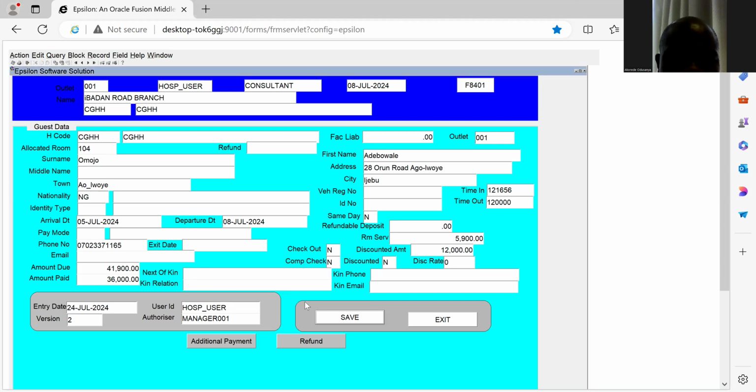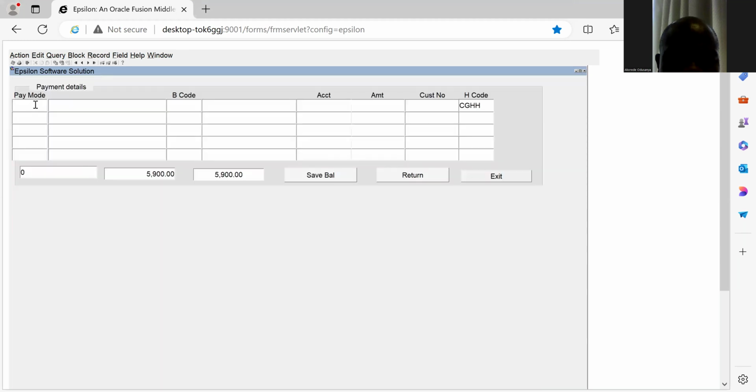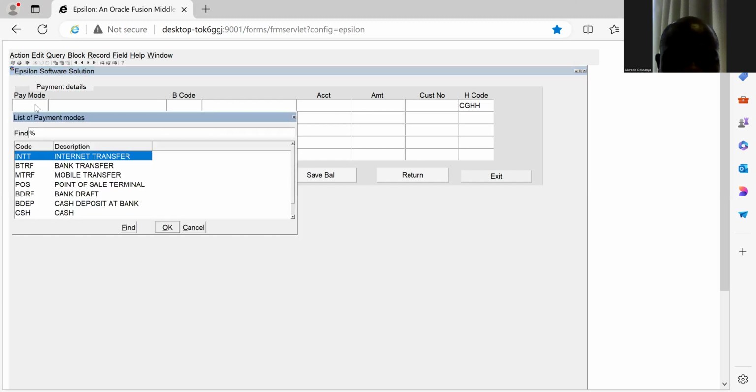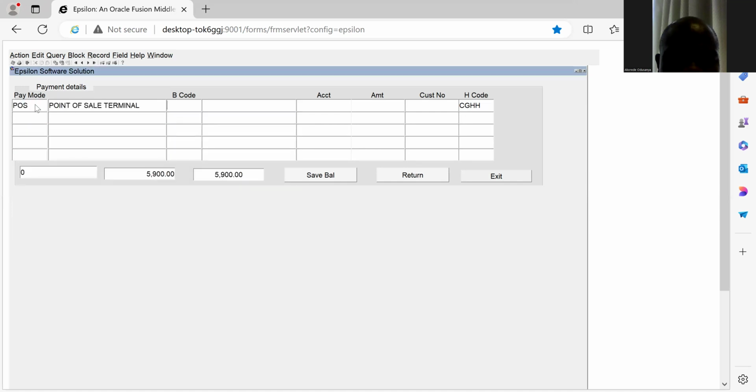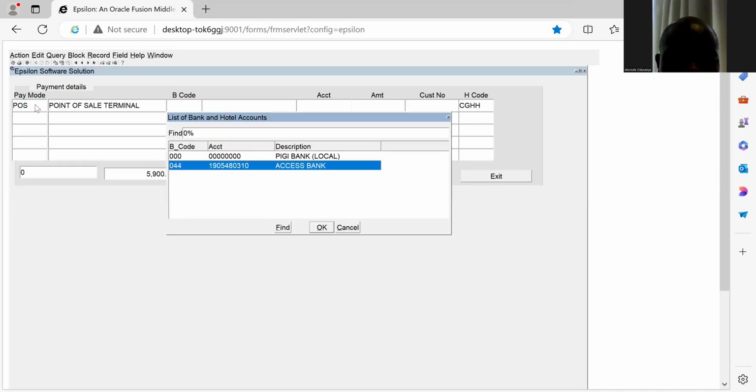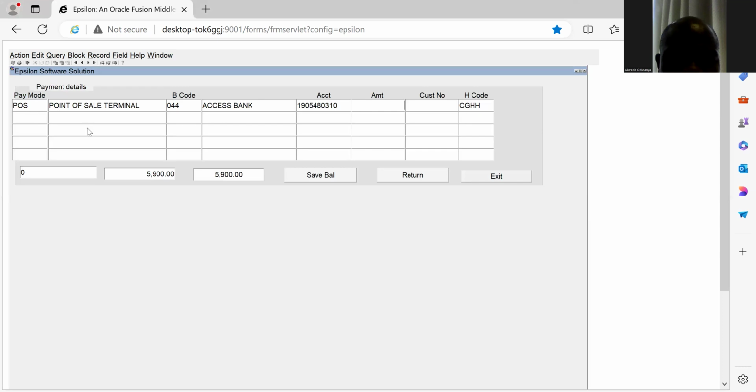It means you can never check out somebody that is owing us, because the system will tell you exactly what is owed. So let's go to additional payment and see how it is paid, because we assume the person needs to pay that amount since we have seen in the system that he is owing. So we come here and capture the payment. Let's say he's paying by POS, and then we select the POS of Access Bank, and the amount he is paying is repeated here.